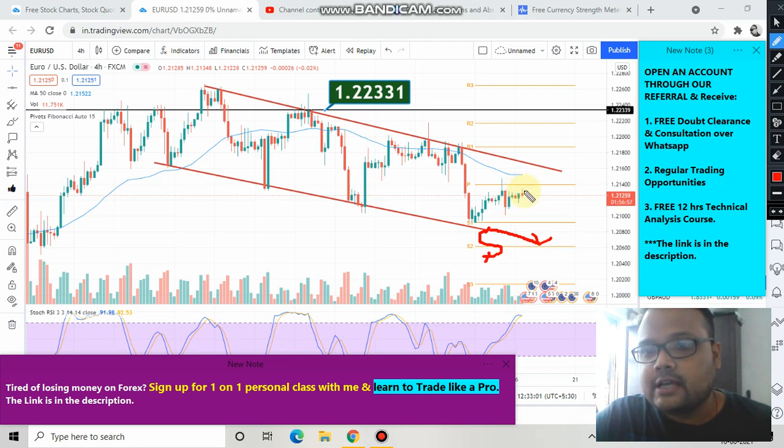Secondly, if market goes up and hits this particular trend line, which is the resistance, then you can short the market. So these are the two trading possibilities for you right now.